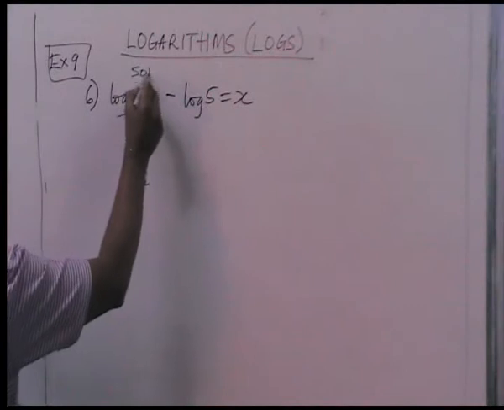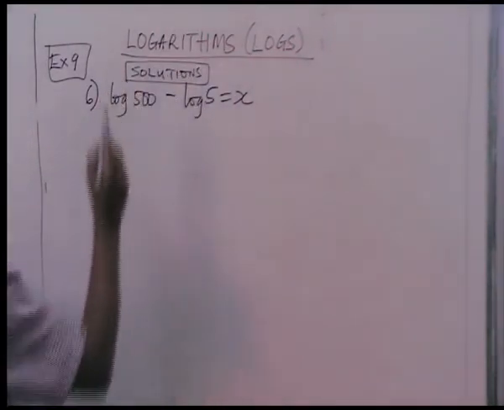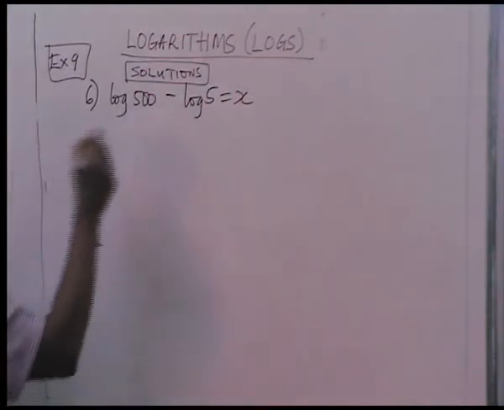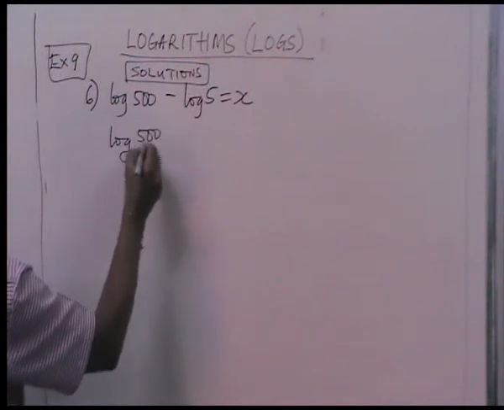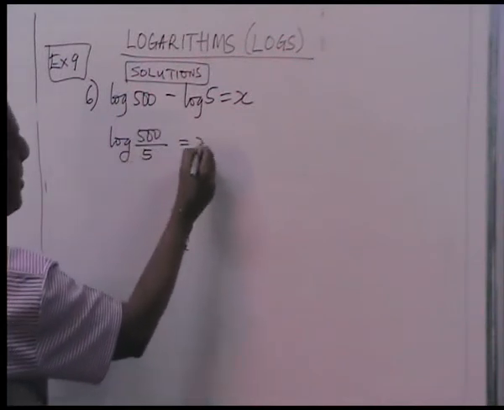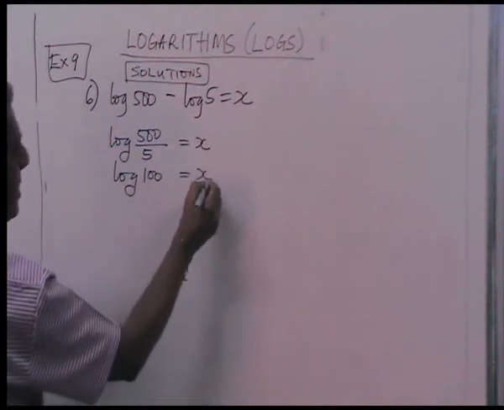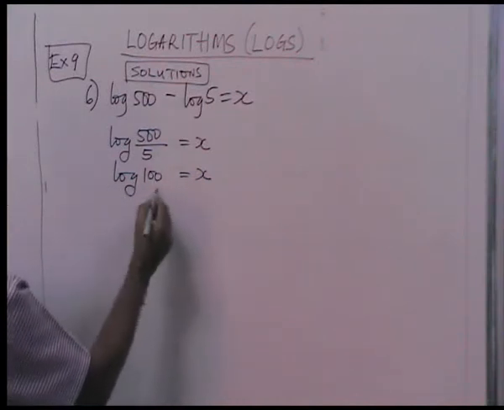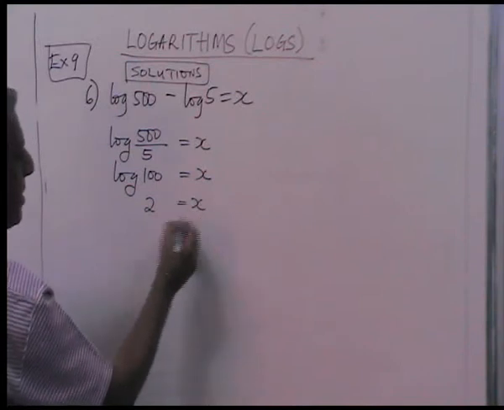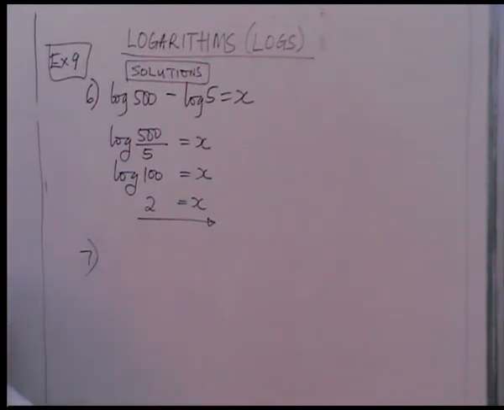Other solutions. If you got this, maybe you want to use the log of a minus log of b law, so it will be log of 500 divided by 5 is equal to x. That gives you log of 100 is equal to x, and you'll check log of 100 in the calculator and you get 2 is equal to x. So that's your final answer, x is equal to 2. Right, let's move on to number 7.